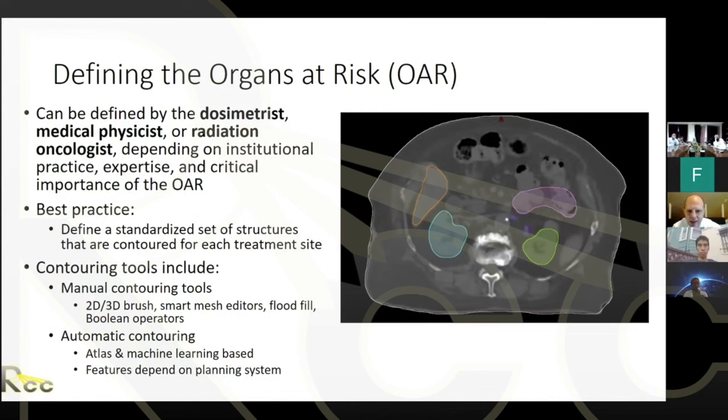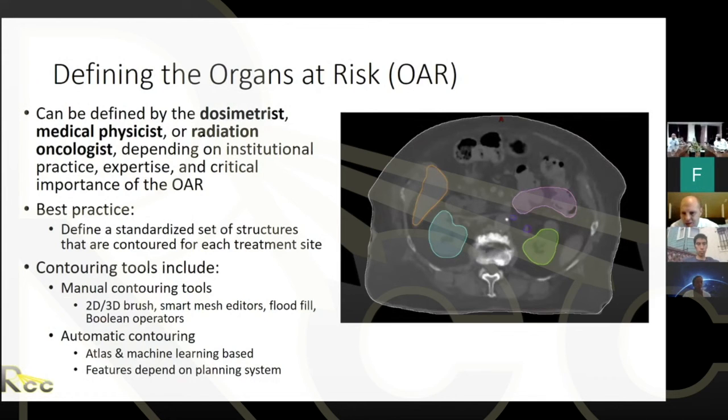Best practice: define a standardized set of structures that are contoured for each treatment site. So if an organ at risk is in the CT, but it's really far from the target, and it's always going to be far from the target for that treatment site, then we may not define it. We'll say, okay, for this treatment site, we are always going to be concerned with these 5 structures, so those are the 5 structures we're going to contour every time. And ones that are always far away, even if they might be in my planning CT, we won't even contour because it's not of interest.